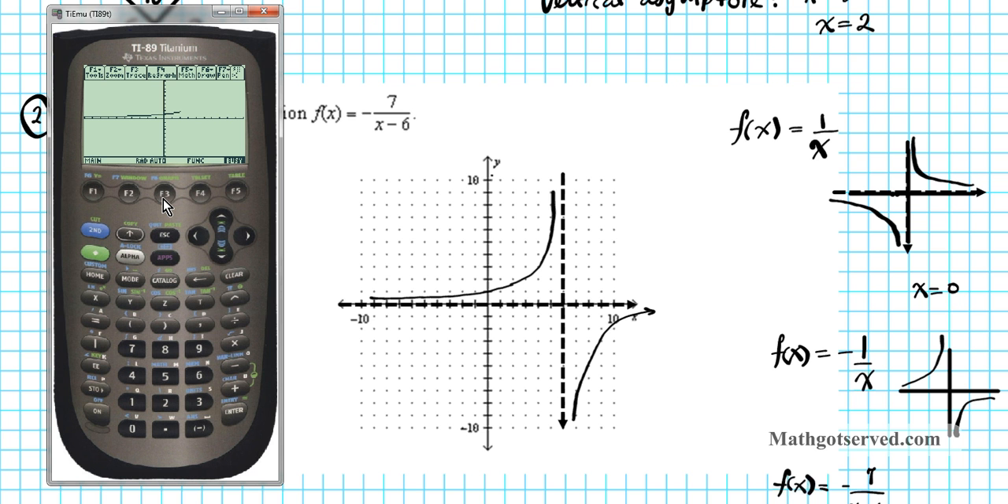Let's see. And then over there. All right, you can see that at 1, 2, 3, 4, 5, 6, we have a vertical asymptote. So this shows that our answer is in fact correct.